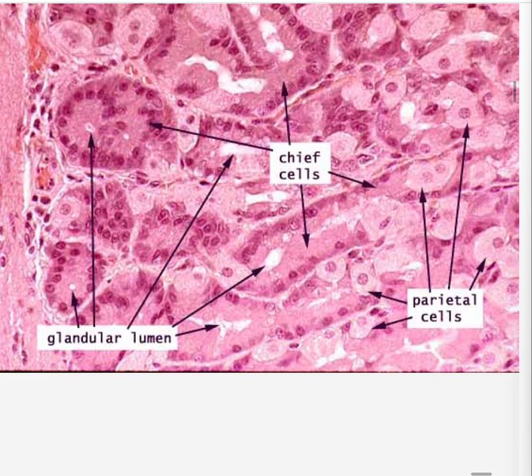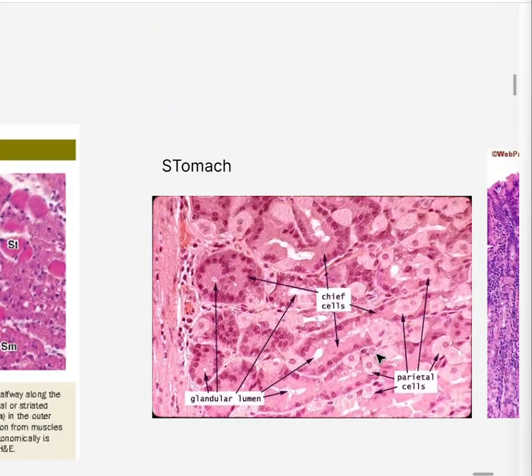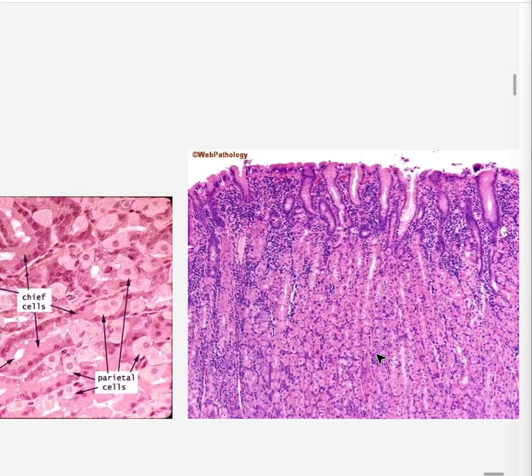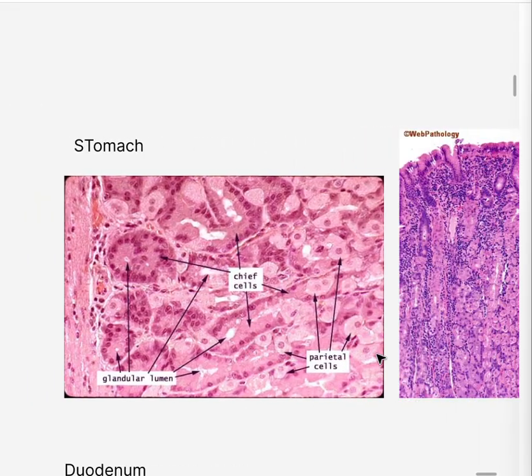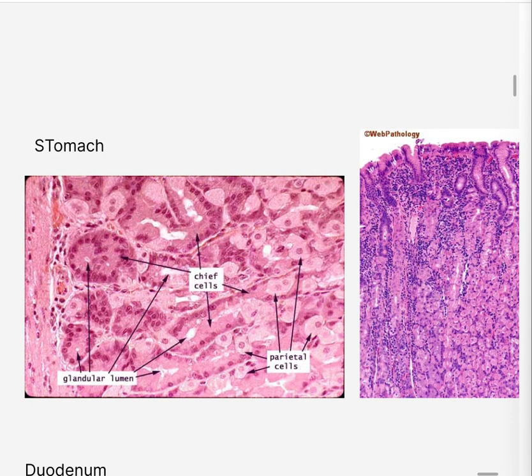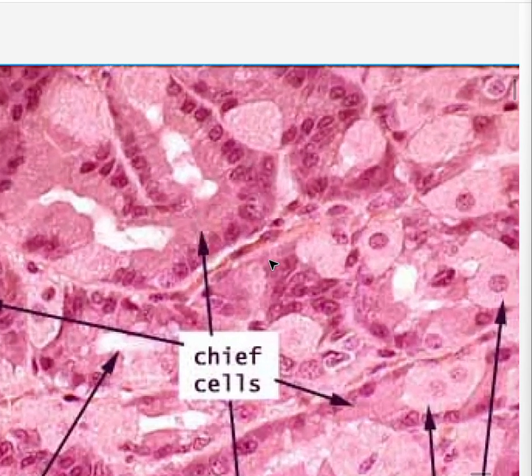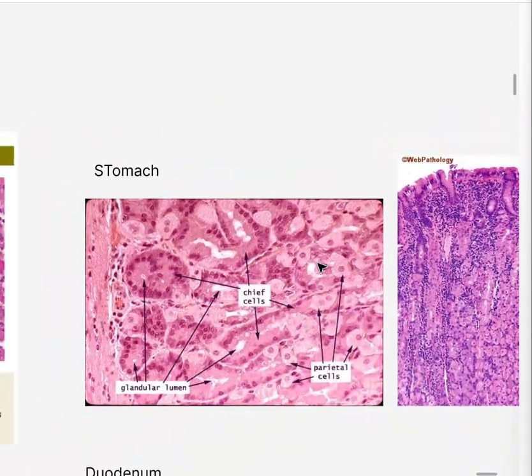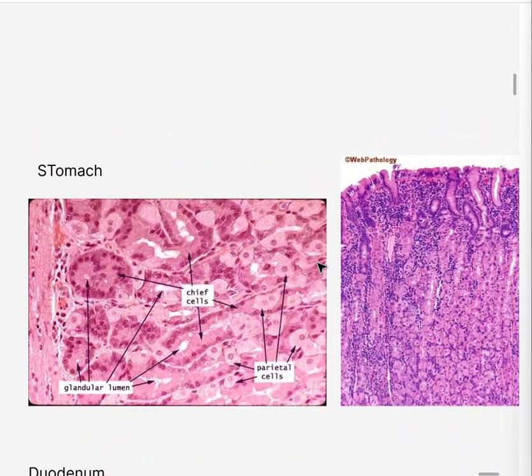And then we have the muscularis externa. Let me show you the muscularis externa. Okay, I can't really show you the muscularis externa here. But we have 3 layers of the muscularis externa. So whenever you see pink parietal cells and blue chief cells with no villi, you know that this is a stomach. Remember, parietal cells are large and pink. The chief cells are basophilic blue.